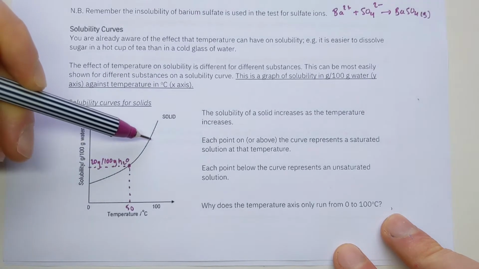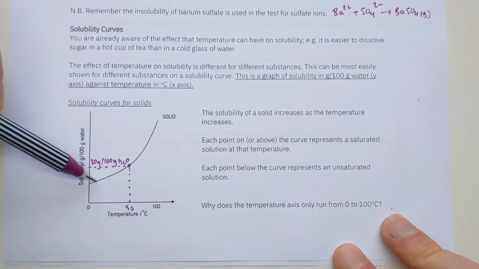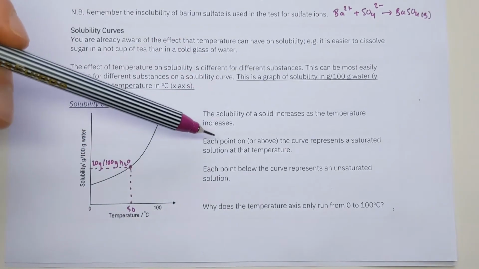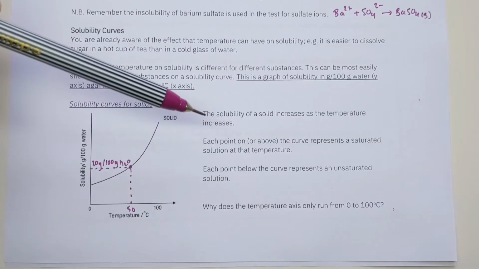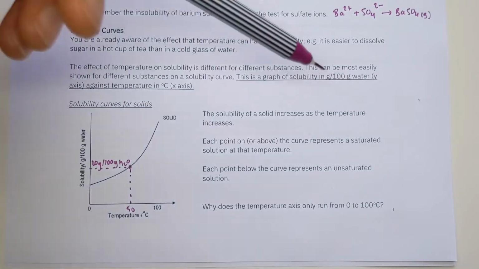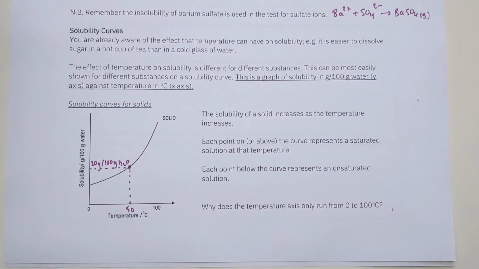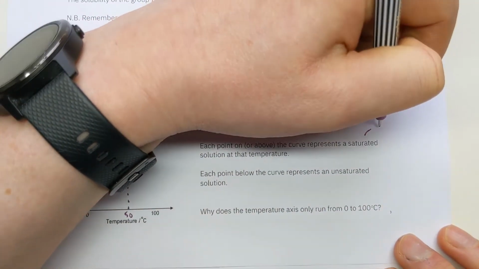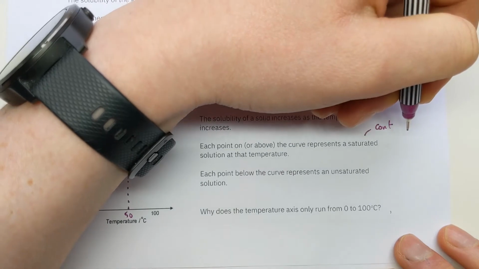Obviously, if I went to a higher temperature, I'd be able to dissolve more in 100 grams of water. If I went to a lower temperature, I'd only be able to dissolve a little bit of solid within the water. Other ways you can interpret it here: each point on or above the curve represents a saturated solution at the temperature. So we've got a new term there, saturated solution. If a solution is saturated with a solid, it means it can't take any more of that solid and dissolve it. So if you added any more to it, it would just settle onto the bottom of the beaker. So saturated just means that it contains the maximum amount of dissolved solid.